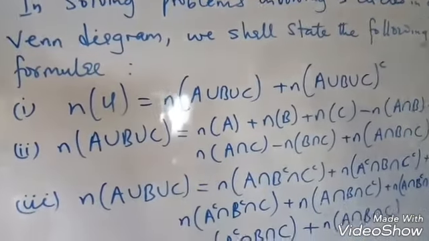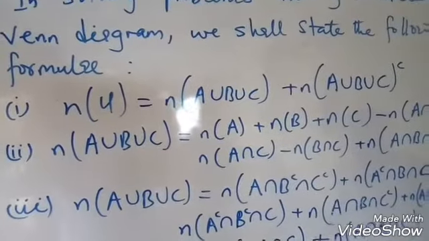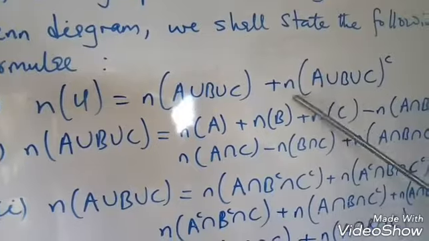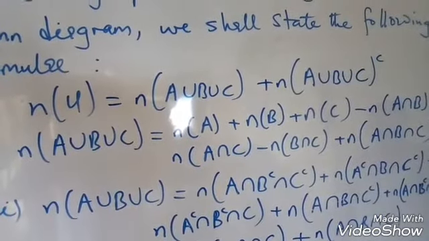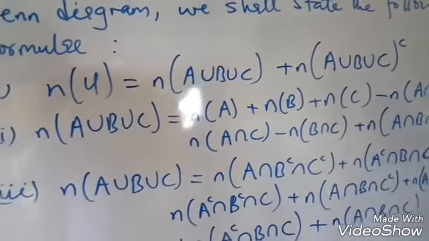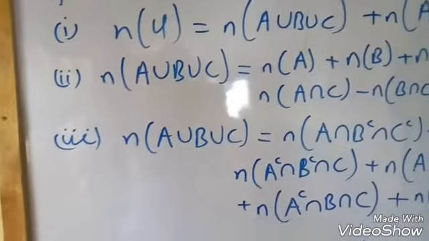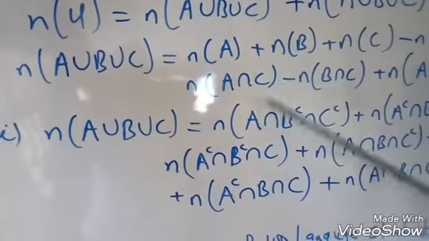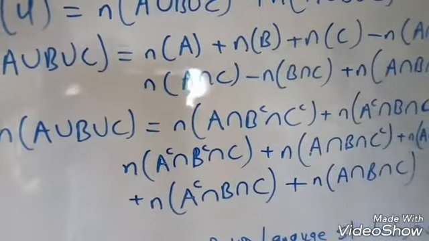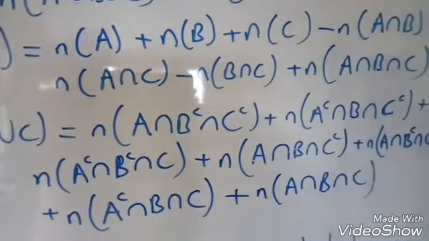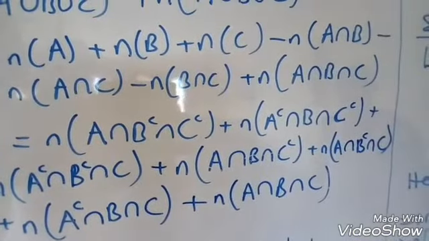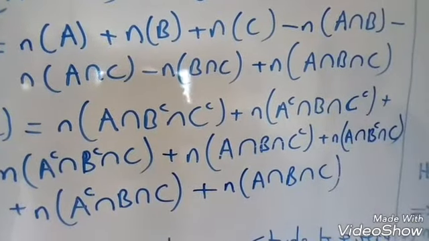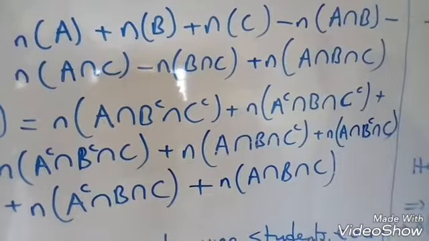1. N of U is equal to N of A union B union C plus N of (A union B union C) complement. 2. N of A union B union C equals N of A plus N of B plus N of C minus N of A and B minus N of A and C minus N of B and C plus N of A and B and C.